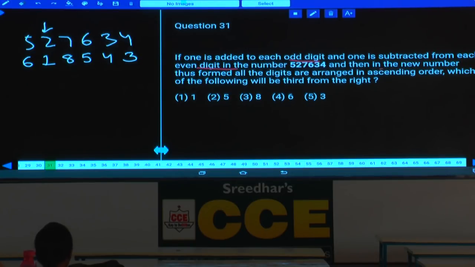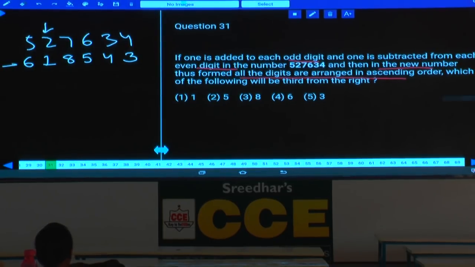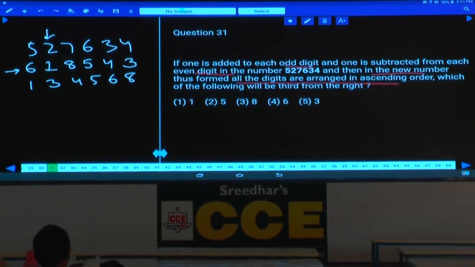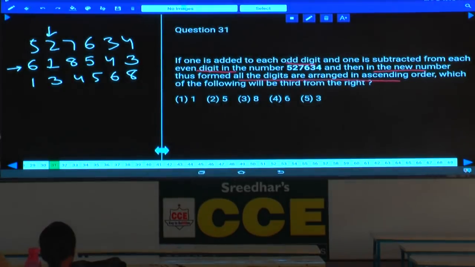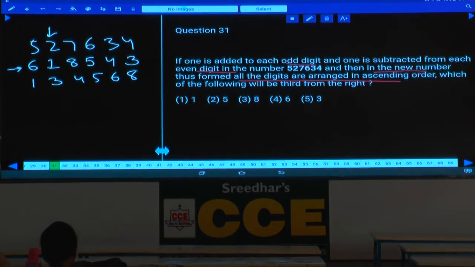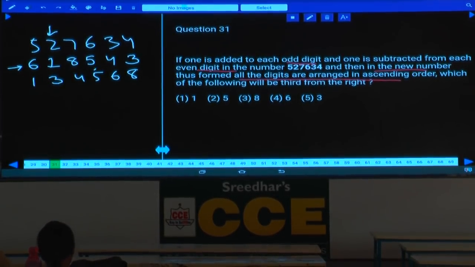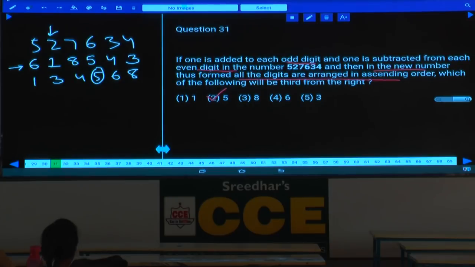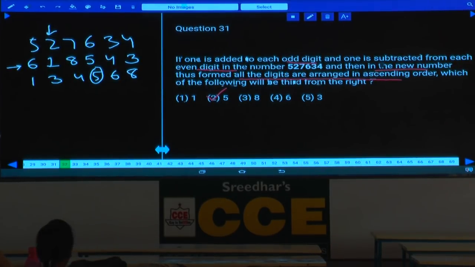Then, in the new number thus formed, all the digits are arranged in the ascending order. Now, all these numbers thus formed are arranged in the ascending order. That will be 1, 3, 4, 5, 6 and 8. Now, the question is which of the following will be third from the right hand side. Yes, tell me which is the third from the right hand side. 5 is the third from the right hand side. Hence, 5, that is given in choice 2. Question number 31, choice 2.